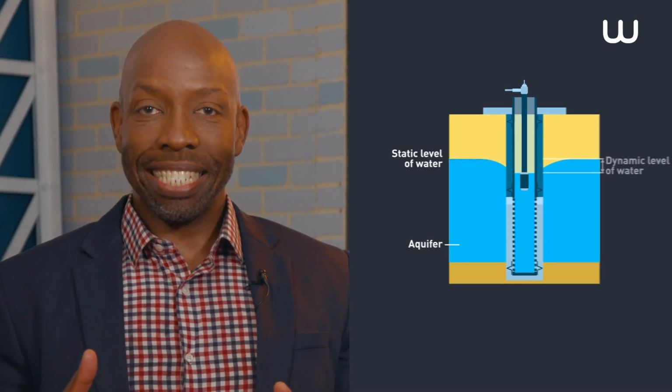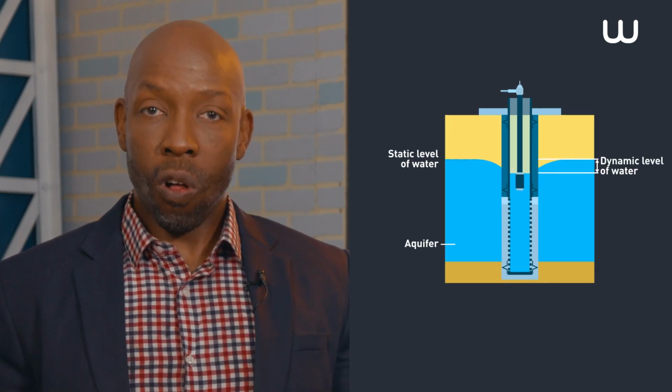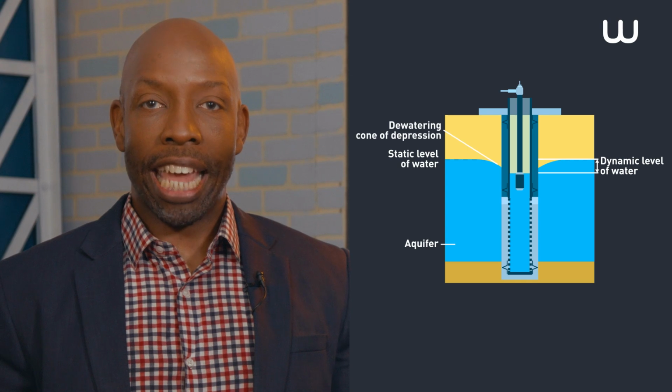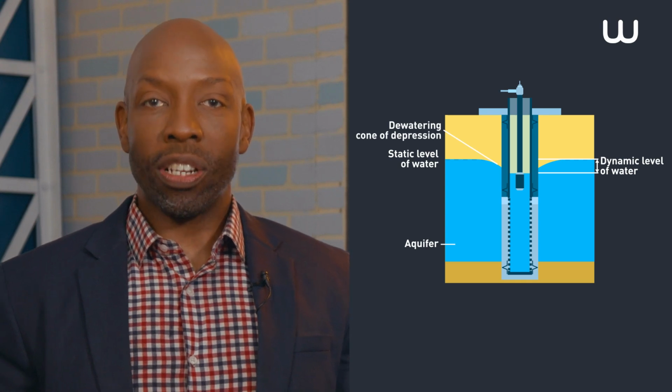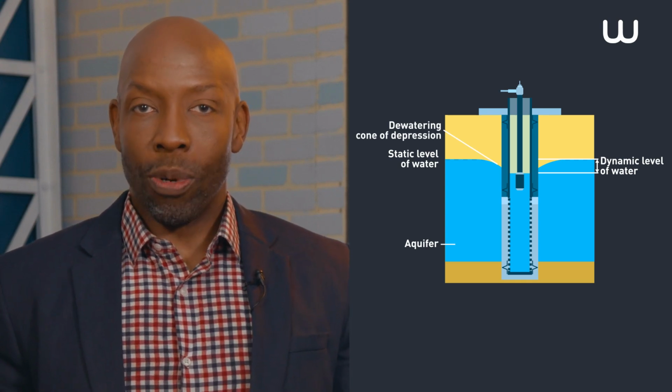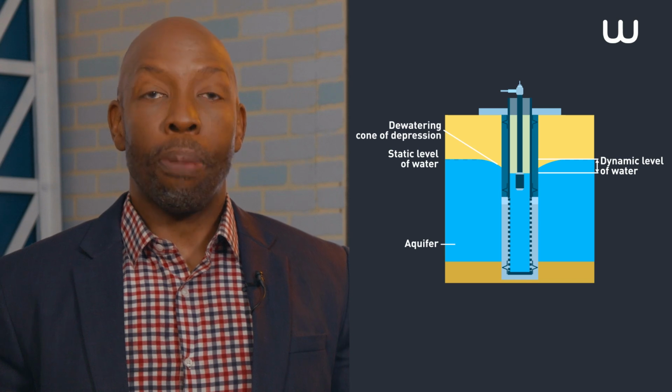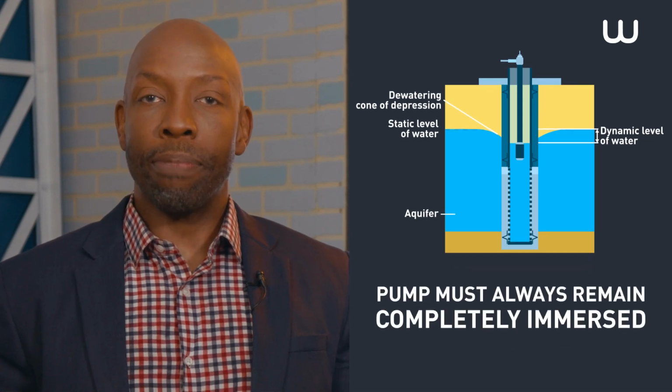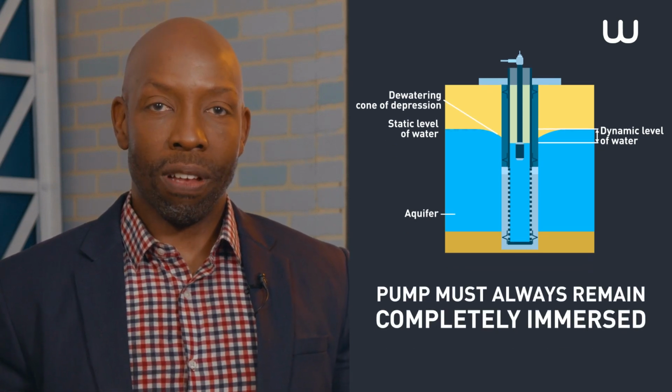When pumping begins, the dynamic level of the water falls, consequently generating a depression known as a dewatering cone of depression. When the tube well is in operation, the pump must always remain completely immersed under the dynamic level of the water table.